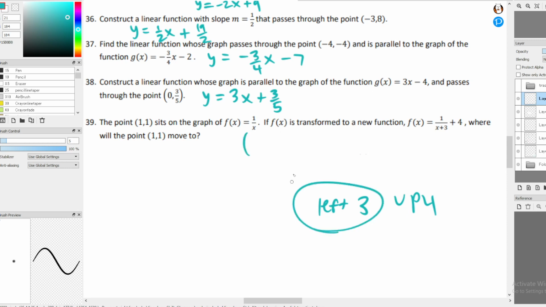We're going to subtract 3 from our x, so we'll get negative 2. And then we're going to add 4 to our y, so we'll get 5. Negative 2, 5 is our answer for this problem.